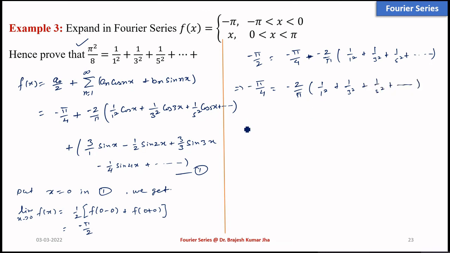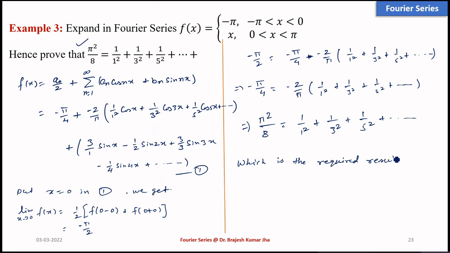So by summarizing it, 4 2s are 8, and minus minus sign is plus. So this implies pi square by 8 is equal to 1 upon 1 square plus 1 upon 3 square plus 1 upon 5 square and so on, which is the required result.